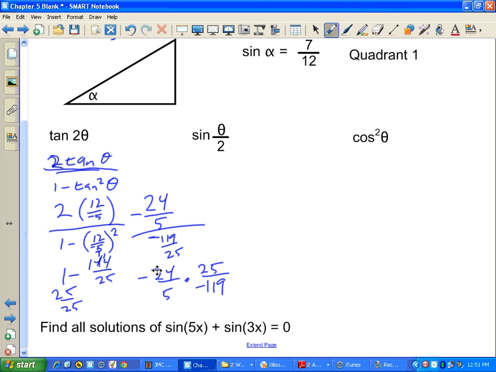So negatives will cancel. We get 24 times 25 over 5 times negative 119, which comes out to be, let's do this with my calculator, 24 times 25 is 600, 5 times 119 is 595. Put those in a fraction and reduce it. It's 120 over 119. So I guess I could have just cross-reduced here. Got 5.